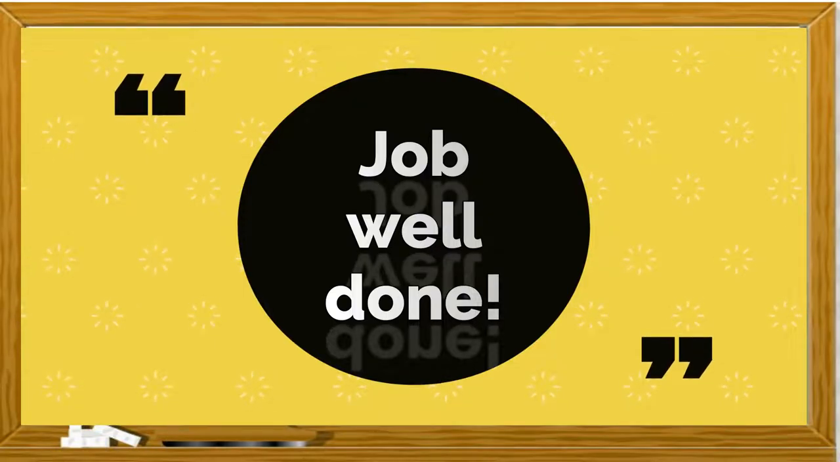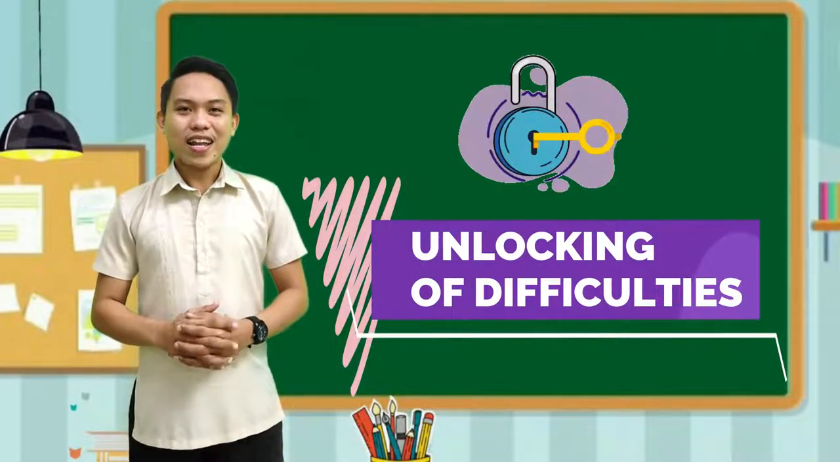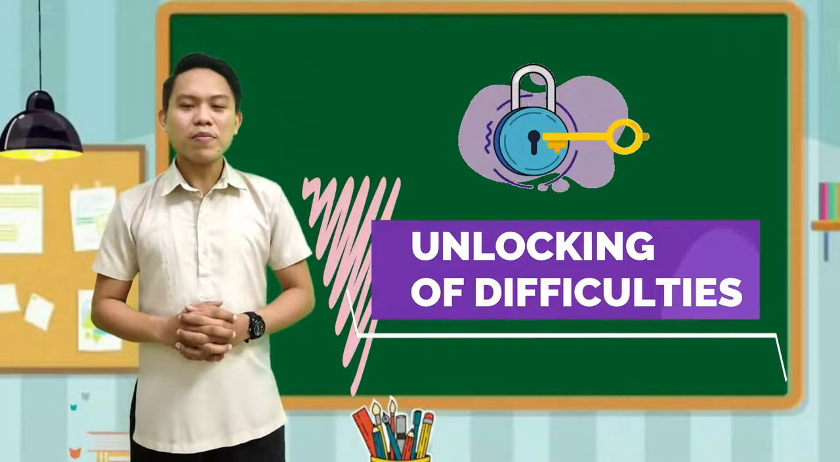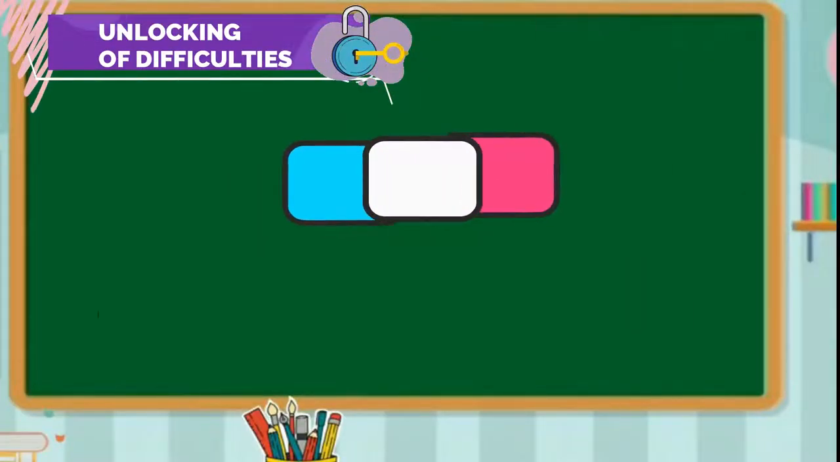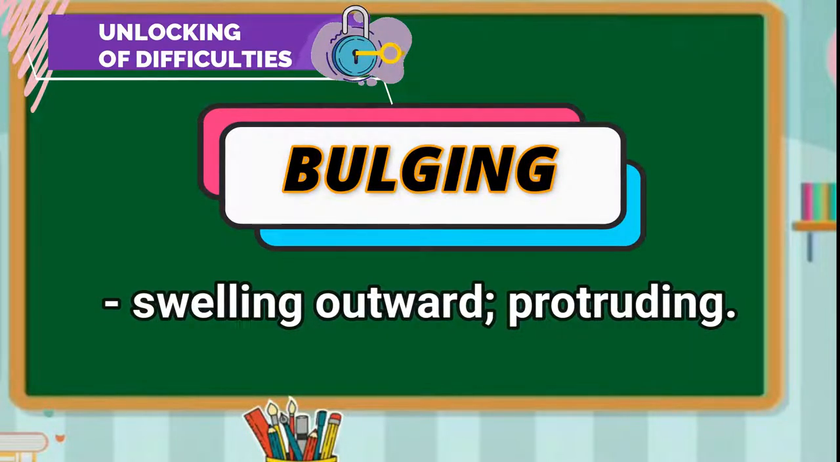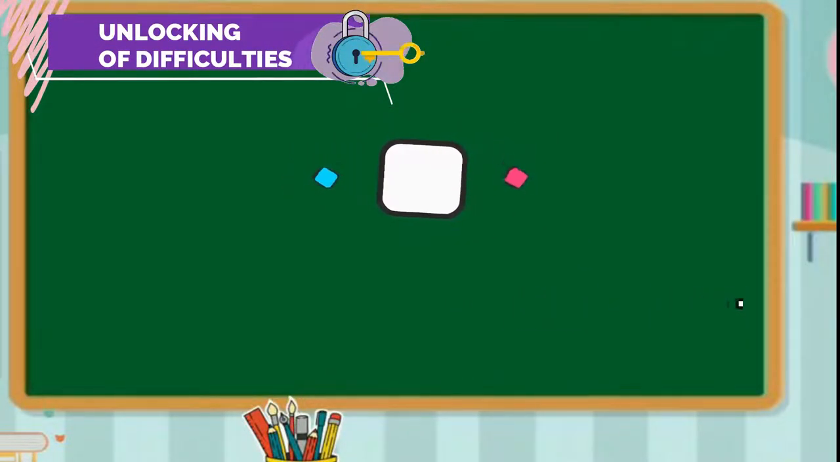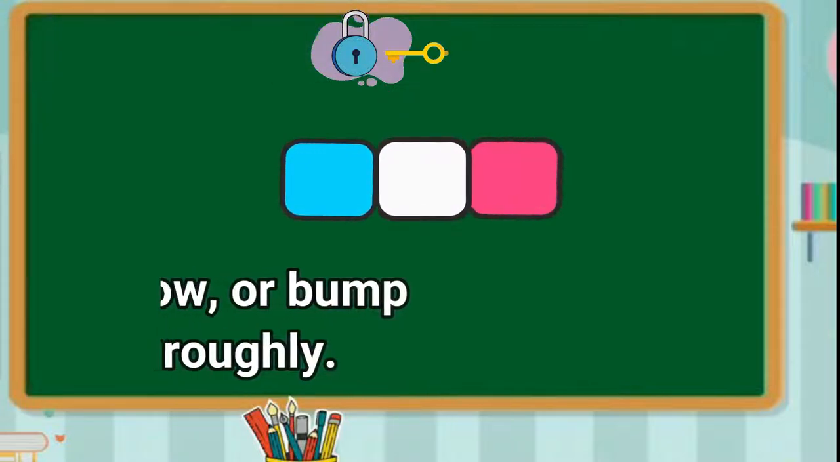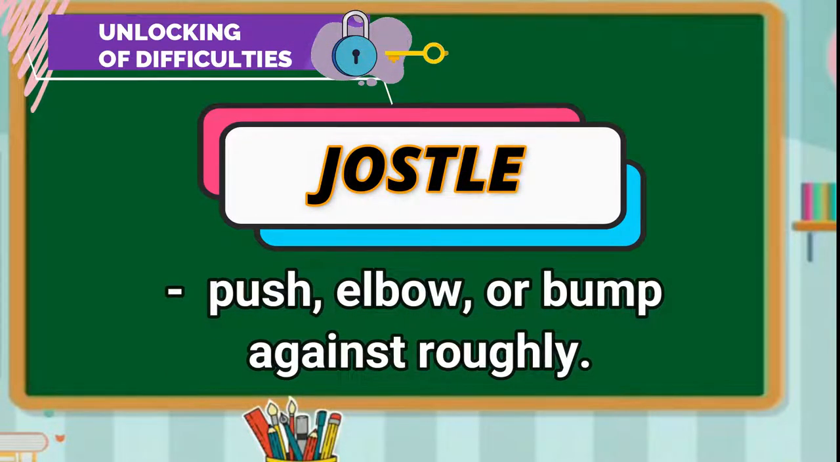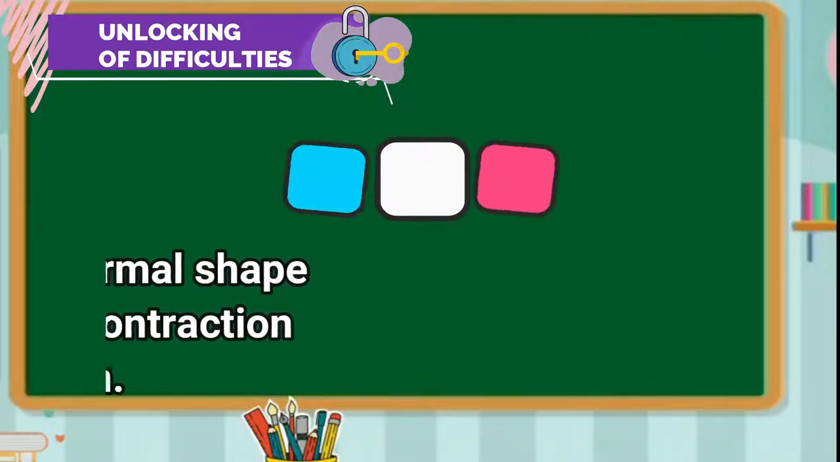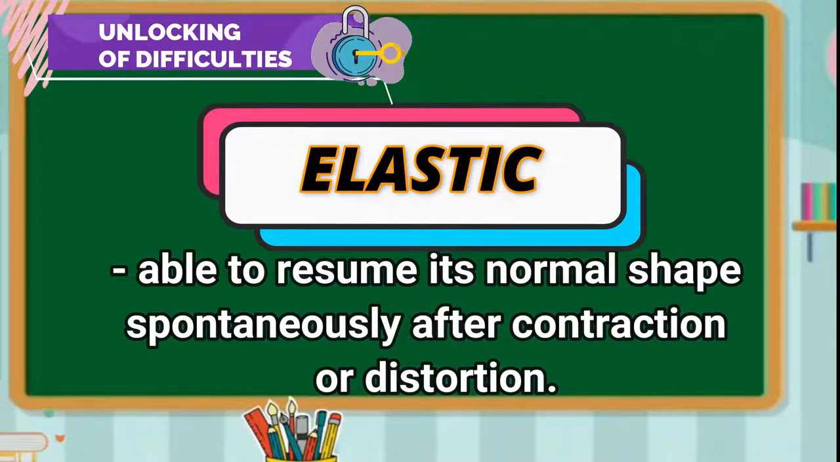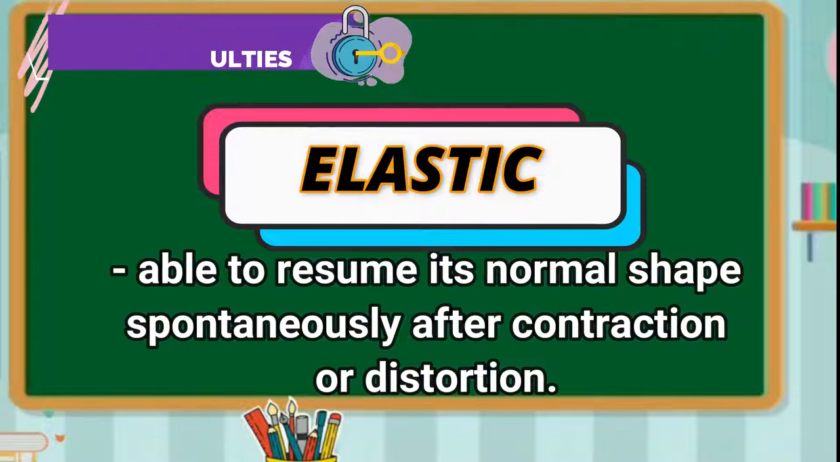Job well done! To start our lesson, let us first define terms which will appear and may bring confusion. Words to define are bulging, means swelling outward, protruding. Next is the word jostle, means push, elbow, or bump against roughly. And lastly, the word elastic. It means able to resume its normal shape spontaneously after contraction or distortion.